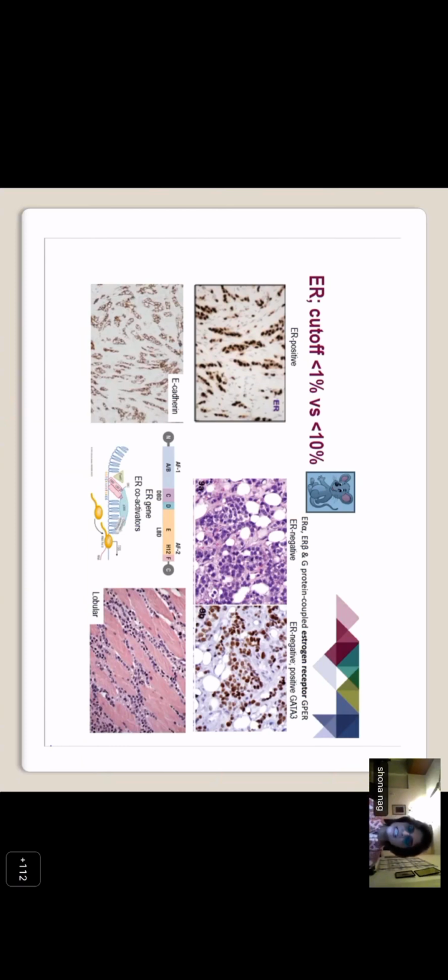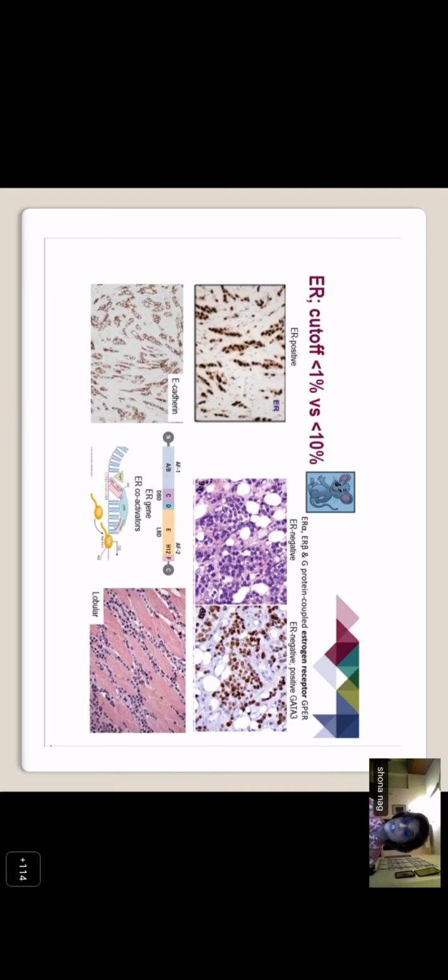The cutoff was earlier less than 1%. But now we know that there is something known as ER low positive, that is less than 10%. And as clinicians, we know these are the patients that don't do very well with hormonal therapy. They behave a little more like their triple negative counterparts. So if I get a young woman coming to me in the clinic and she has a really ER low tumor, I would be very excited to give her chemotherapy.